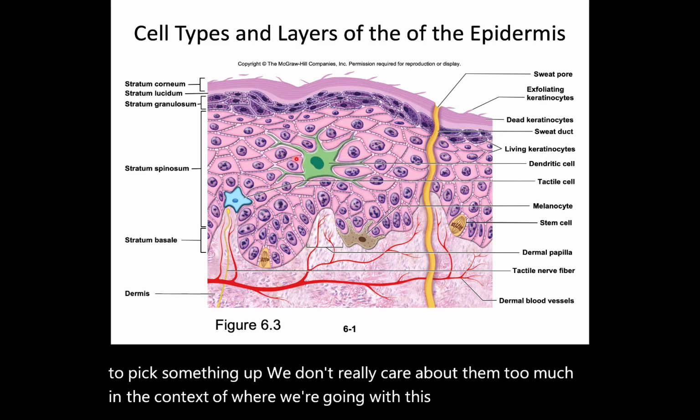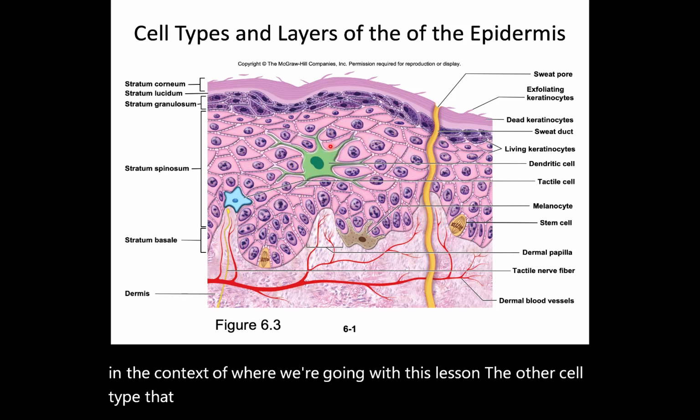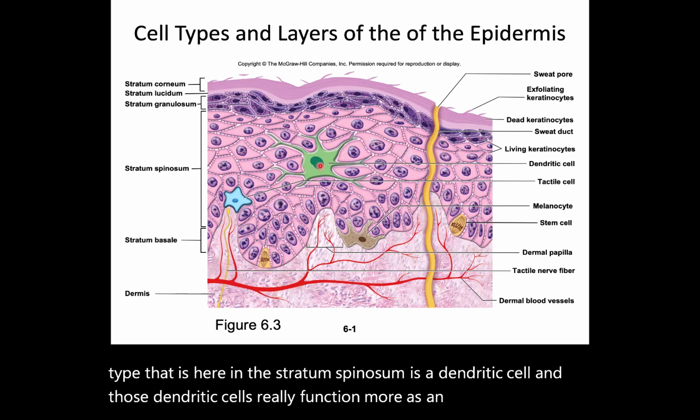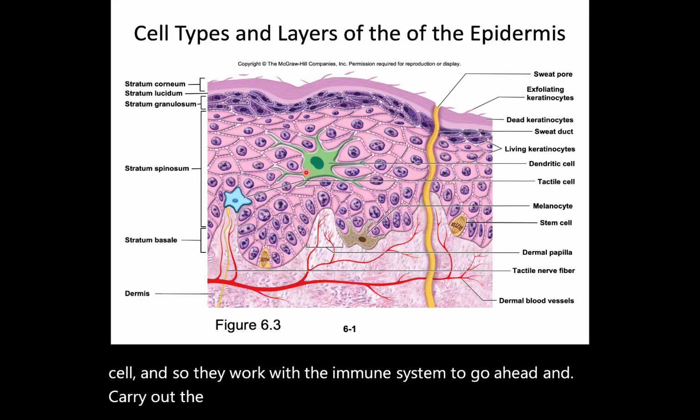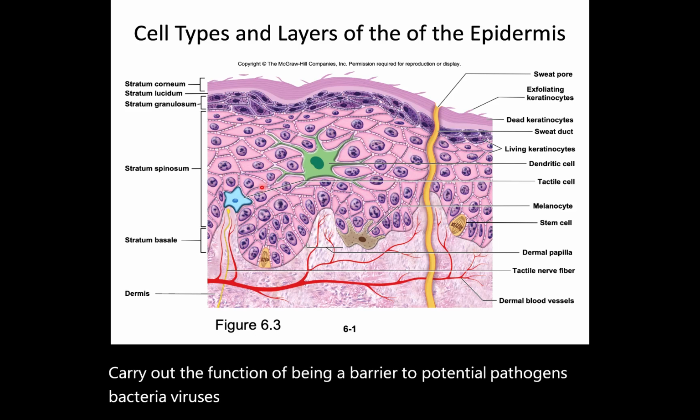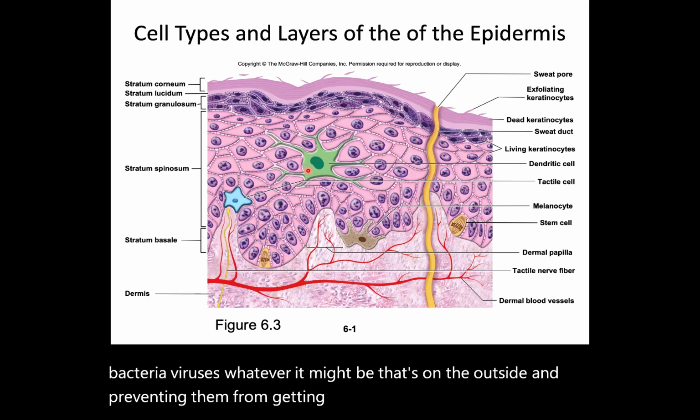The other cell type that is here in the stratum spinosum is a dendritic cell, and dendritic cells function more as an immune cell. They work with the immune system to carry out the function of being a barrier to potential pathogens, bacteria, viruses, whatever it might be, that's on the outside, and preventing them from getting into the body. So that's these dendritic cells right here.